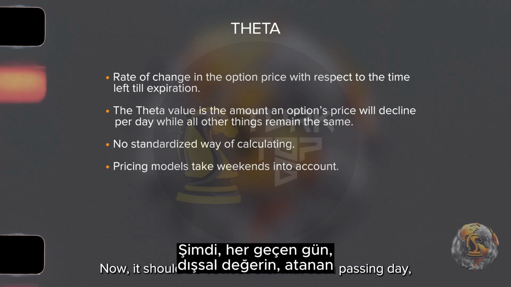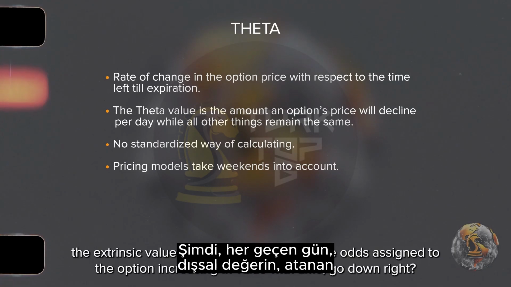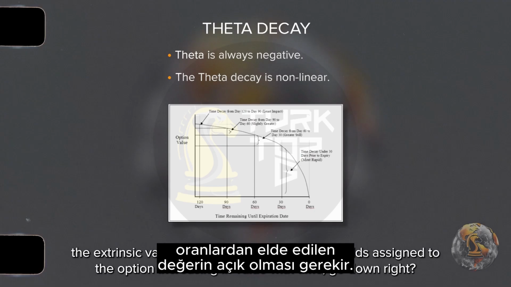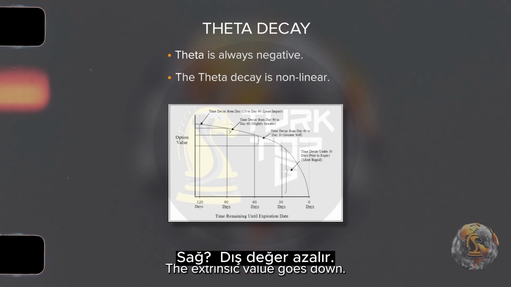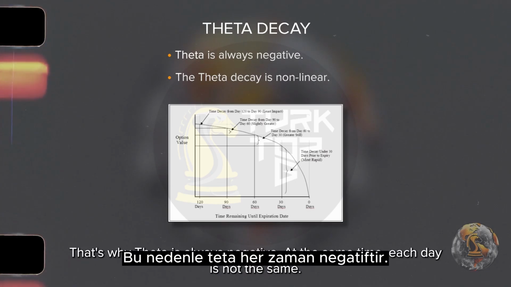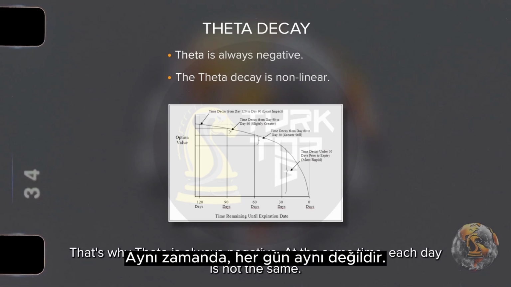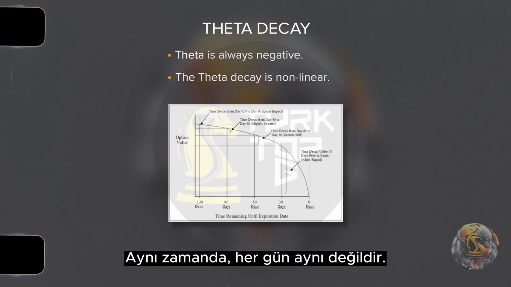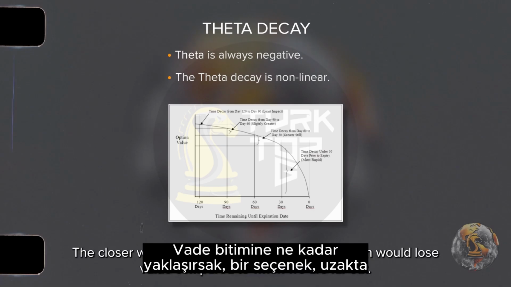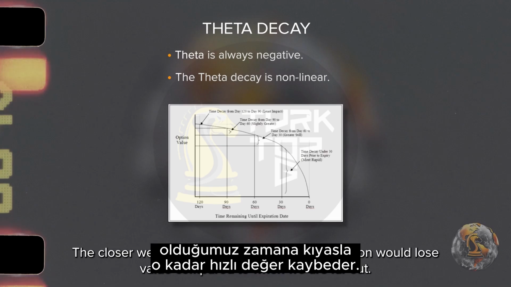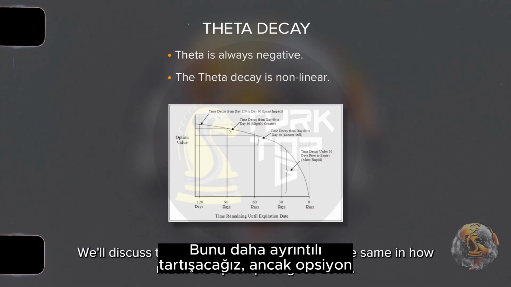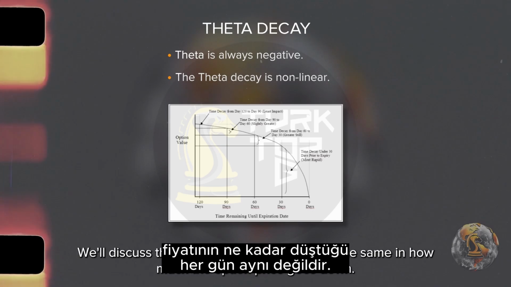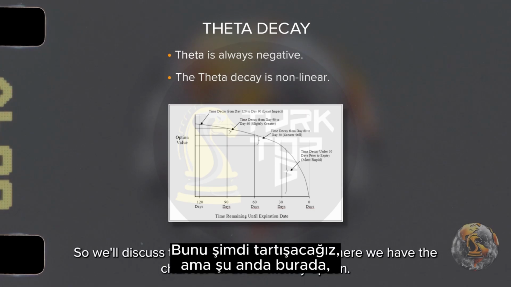Now, it should be obvious that with each passing day, the extrinsic value, the value derived from the odds assigned to the option increasing in value with time, goes down, right? That's why theta is always negative. At the same time, each day is not the same. The closer we get to expiration, the faster an option would lose value compared to when we are far out. And that's also not the same for all different kinds of options, so we'll discuss this further. But each day is not the same in how much the option price goes down.